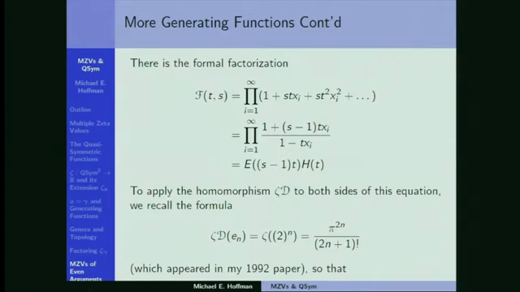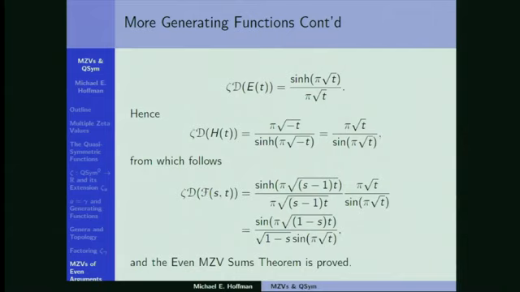And now I'm going to just apply the homomorphism zeta d to both sides of this. You need to know what it does to elementary symmetric functions, but I can mention my 1992 paper. In that paper I proved that zeta of 2, 2, ..., 2 goes to zeta of 2n over (2n+1) factorial. And so that means that zeta d of e of t is just sinh of pi root t over pi root t.